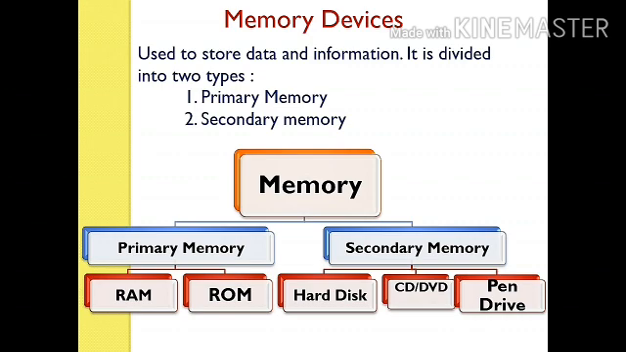The memory devices can be divided into two: primary memory and secondary memory. The primary memory is again divided into RAM and ROM. The secondary memory is divided into hard disk, CD, DVD, pen drive. So first we are going to discuss primary memory.